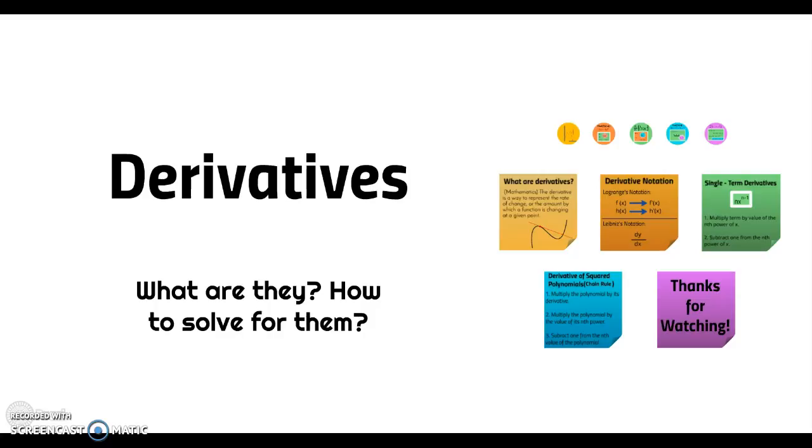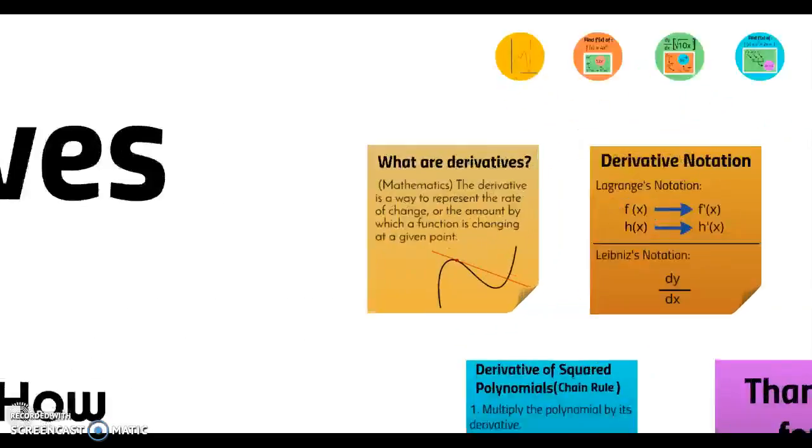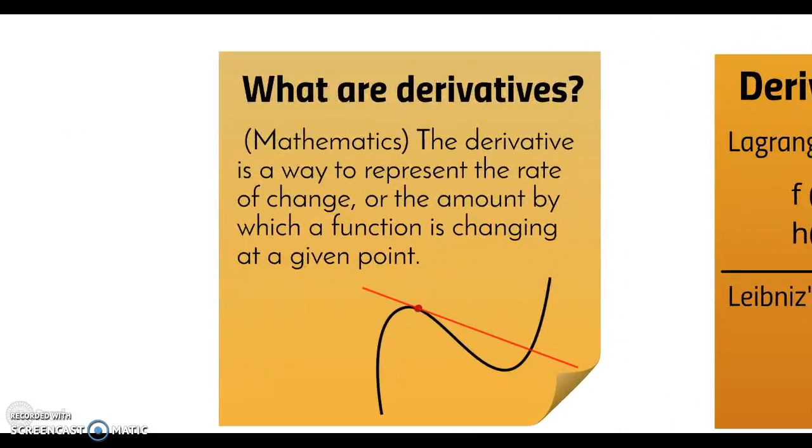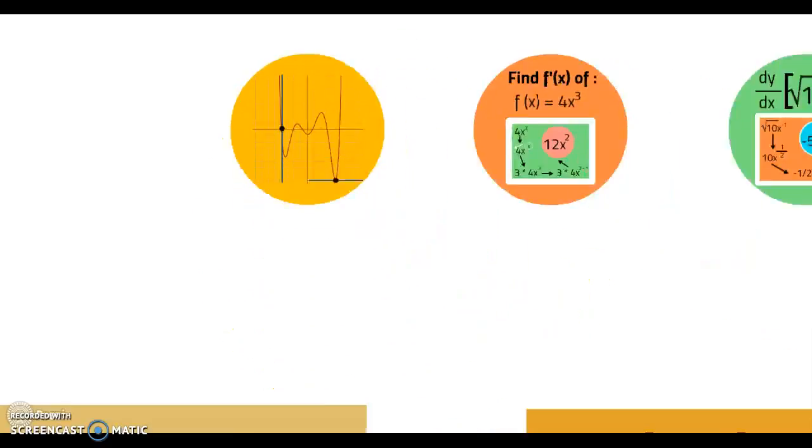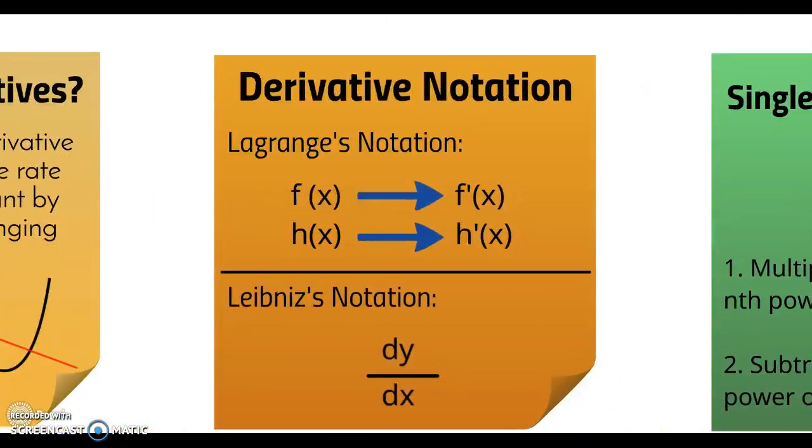But before we do that, it is necessary to know what exactly derivatives are. So, what are derivatives? In mathematics, the derivative is a way to represent the rate of change, or the amount by which a function is changing at a given point. In short, it can help us understand the difference of slopes between 2 points on a function, as you can see here.